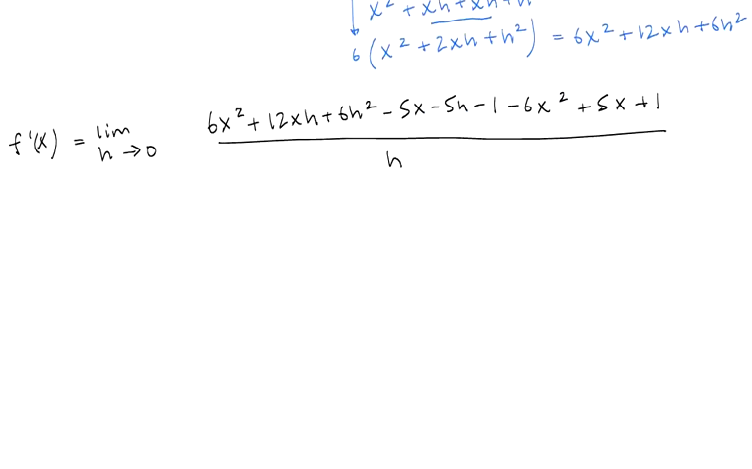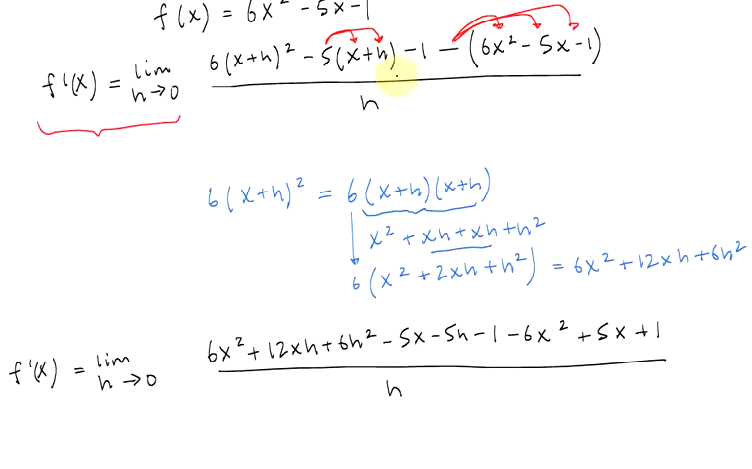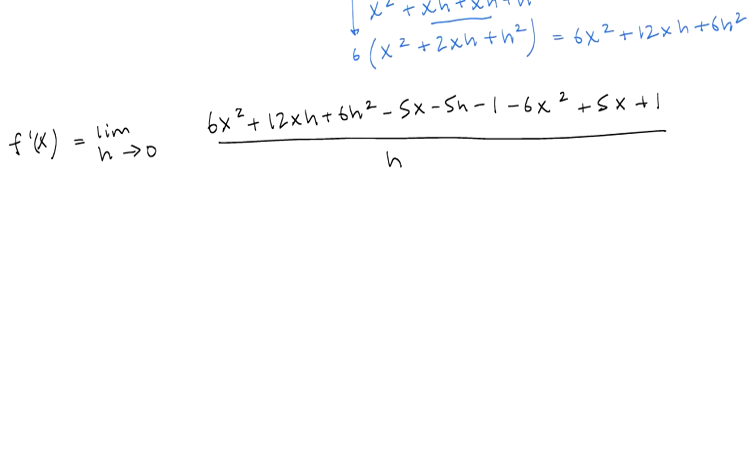Okay, once we have expanded out this whole numerator to this guy here, this is actually where the fun happens, because if you'll notice, a lot of these terms in the numerator have opposites, which means they can cancel out. So check this out. We have 6x squared and we have negative 6x squared, so those cancel each other out. We have a negative 5x and a 5x. Those cancel each other out. And we have a negative 1 and a positive 1. Those cancel each other out.